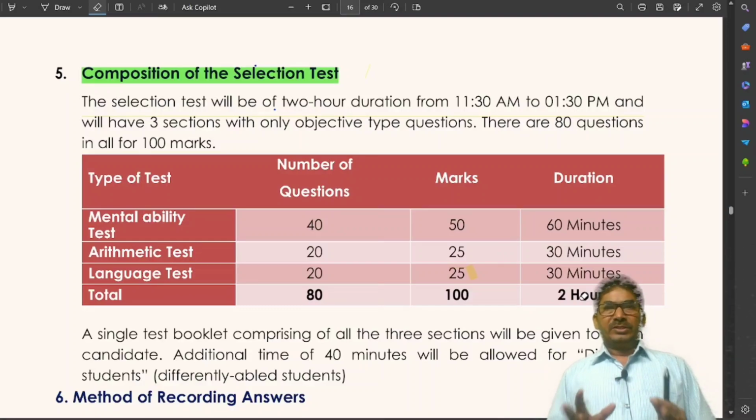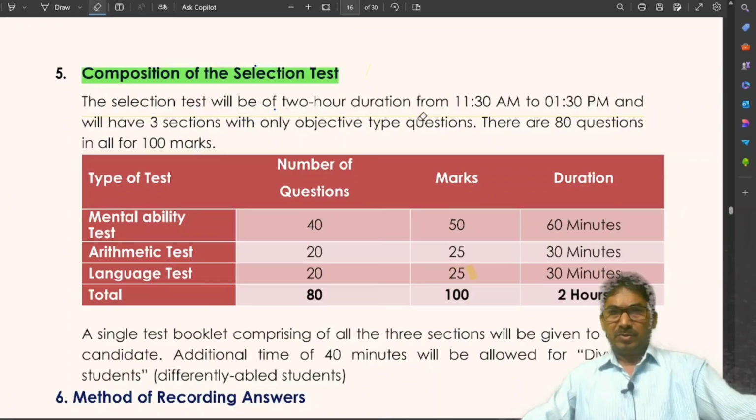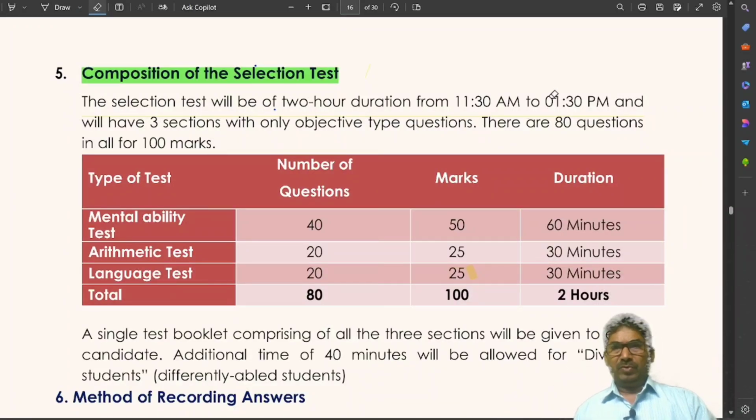Now I am going to discuss the syllabus of the JNVST 2025 Class 6. Before going to discuss the syllabus, let us see the composition of the selection test. The selection test will be of two hours duration, from 11:30 am to 1:30 pm, and will have 3 sections with only objective type questions. There are 80 questions in all for 100 marks.